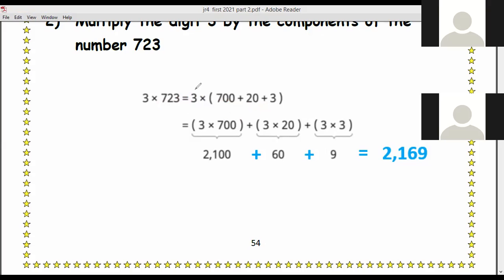I'm gonna make a distribute. 3 will be a friend with 700, and 3 will be a friend with 20, and 3 will be a friend with this 3. So 3 times 3, sorry, it will be 9. And when this 3 becomes friend with 20, the answer will be 60. And 3 times 700 will be 2100. And after I get these answers, I make it all plus.